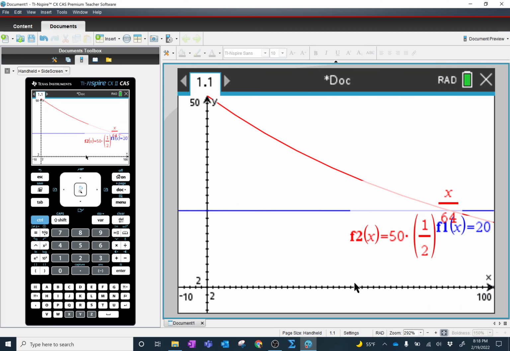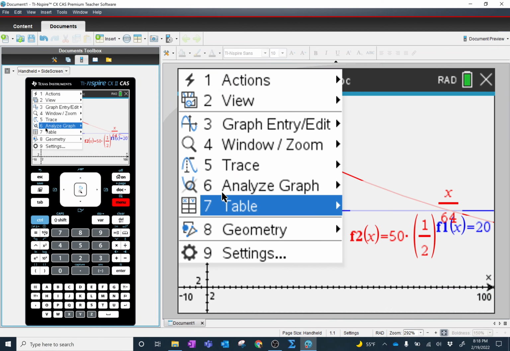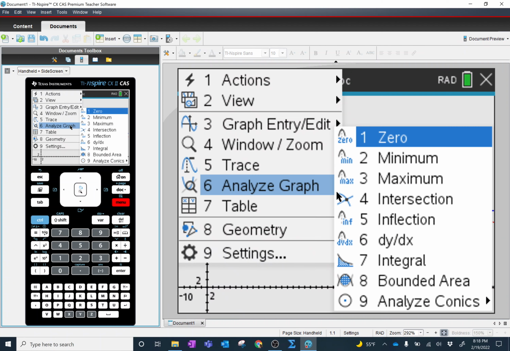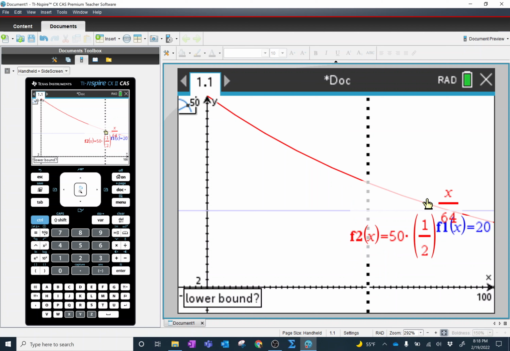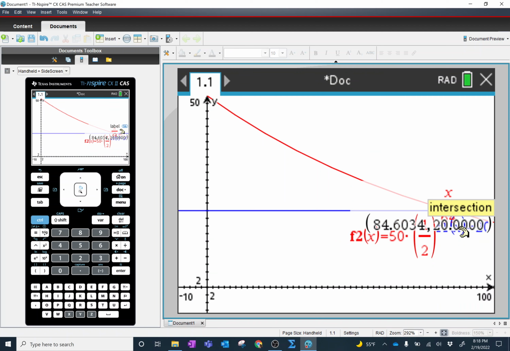We just want this intersection. So we do menu, analyze graph, intersection. And now let's highlight that intersection. Great. So we can see our answer, which is the X value is 84.603. And that would be the time. That would be our time in hours.